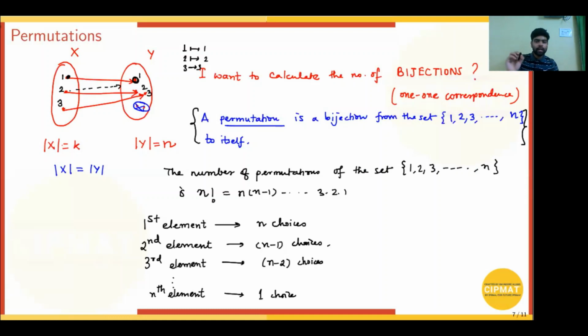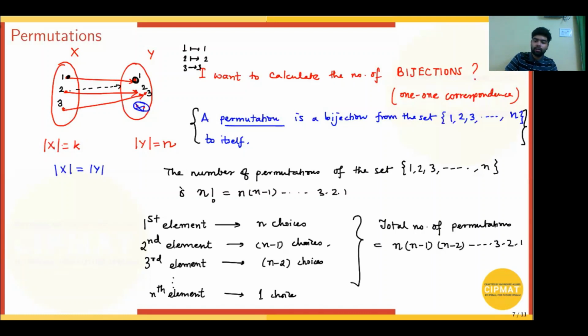That is, it will only have to take that position, or it should map to only that element, which is not taken by the other elements till n minus 1. So how many total choices will be there? What should be the total number of permutations? The total number of permutations in this particular case is going to be n into n minus 1 into n minus 2. In this way, you go till 3 into 2 into 1, which is nothing but n factorial.